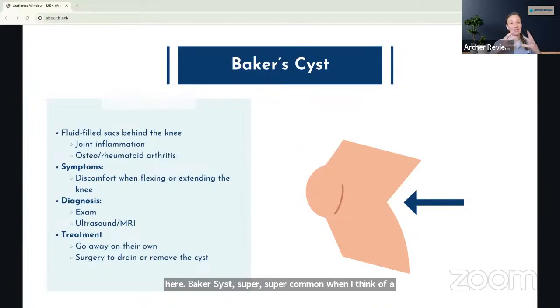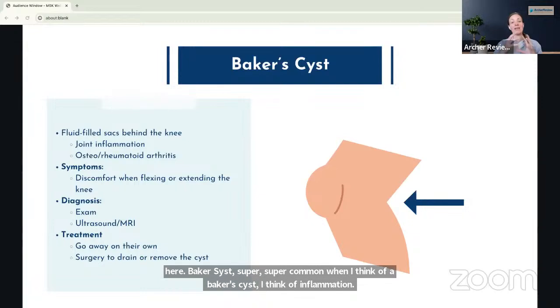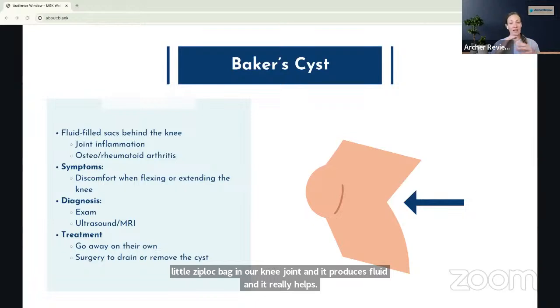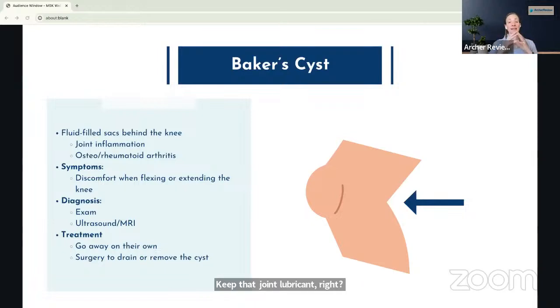Okay, remember that synovial sac that we were talking about in the anatomy? The synovial membrane, it is like a little Ziploc bag in our knee joint, and it produces fluid, and it really helps keep that joint lubricated. So what can happen here is that joint has a little bit of bone-on-bone activity or some sort of trauma, and it starts to swell. And now we have an outpouching in the back of our knee, a little pouch that might be tender and really doesn't feel good when we extend and when we flex our knee.